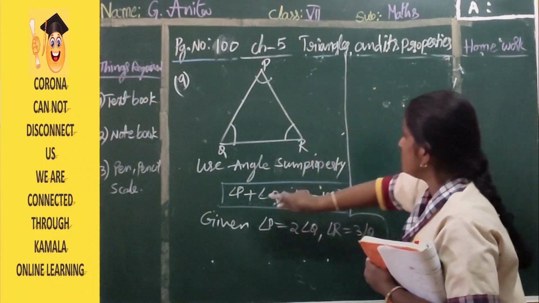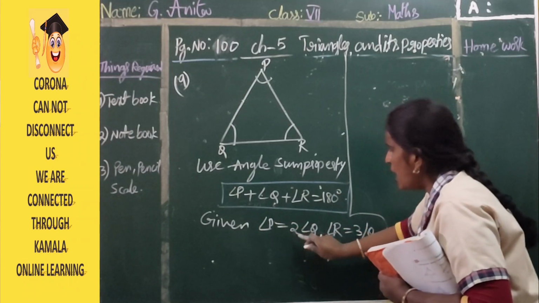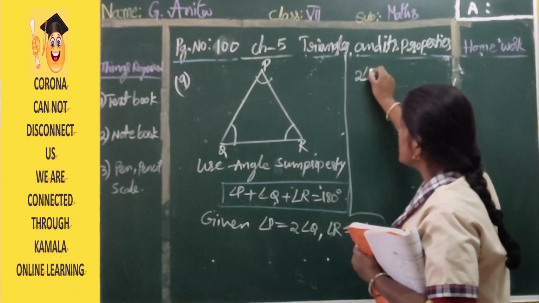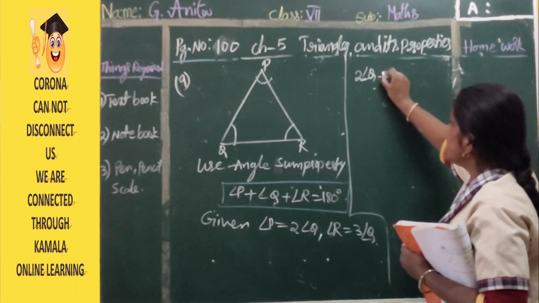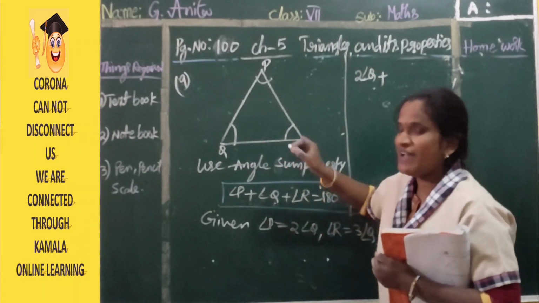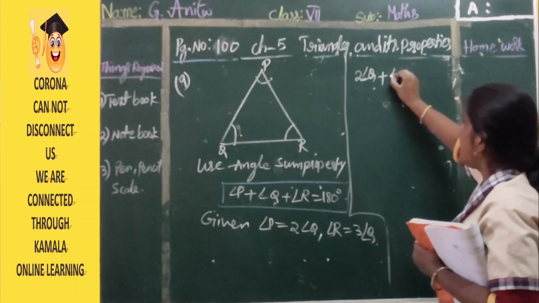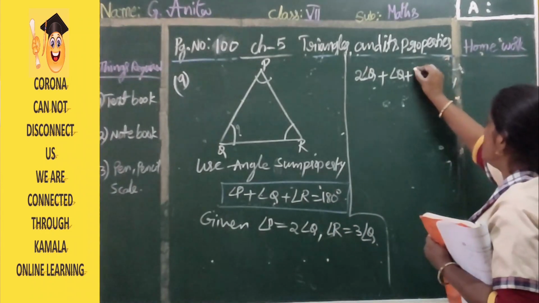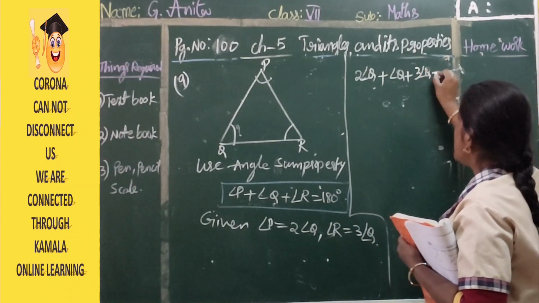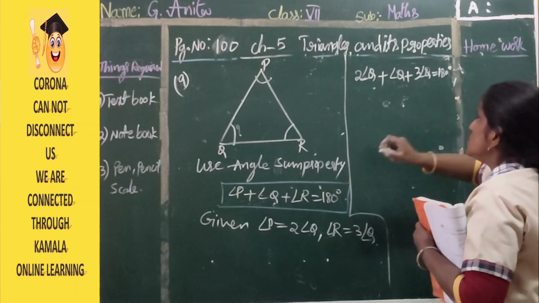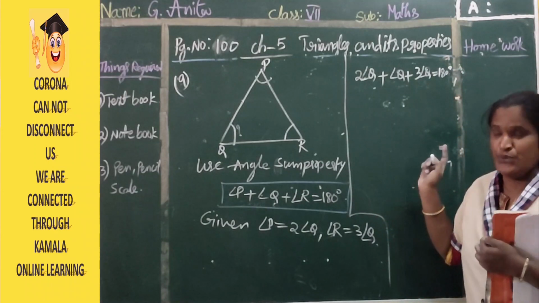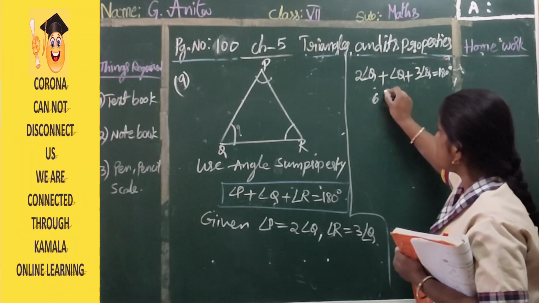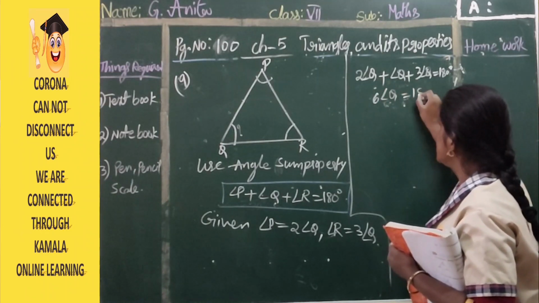Angle P is nothing but what they have given, 2 angle Q. In place of angle P, we are substituting 2 angle Q. Next, in the angle Q place, they are not given any values, so angle Q. Next, in the angle R place, they have given 3 angle Q. 3 into angle Q is given. It should be equal to 180 degrees. So these are all in terms of Q. 2 plus 1, 3. 3 plus 3, 6. 6 angle Q is equal to 180 degrees.